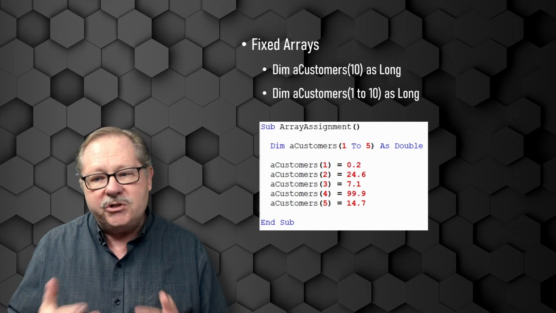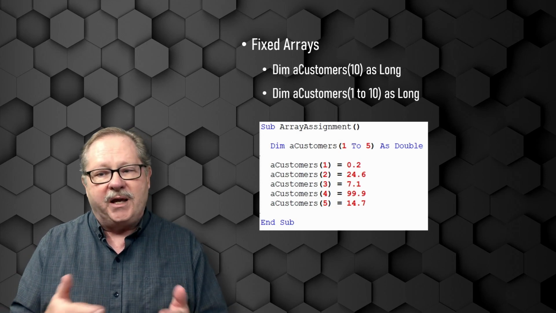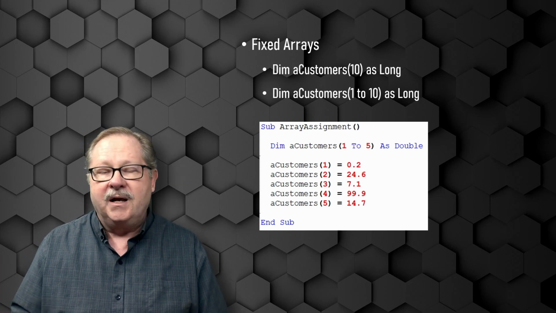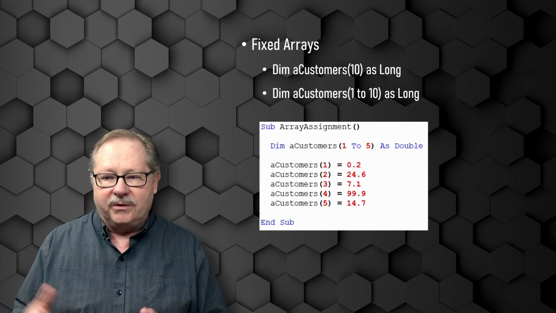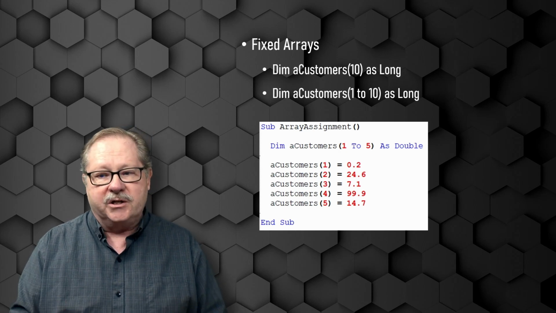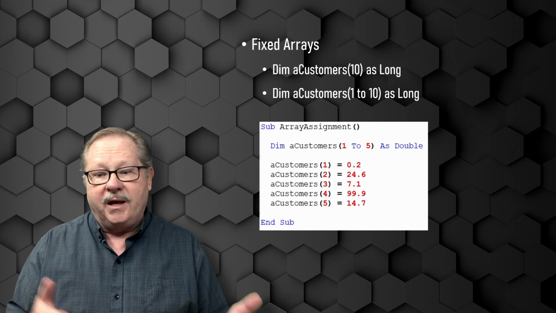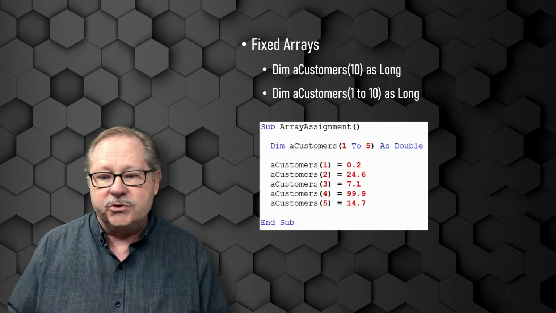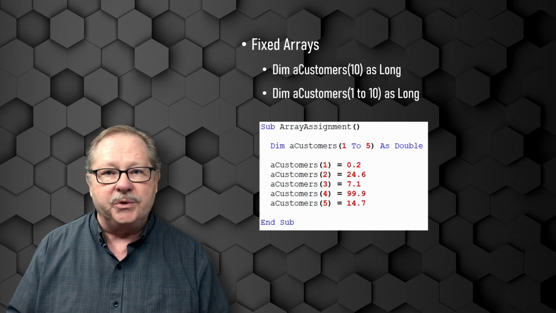So you dimension the variable, and here we're going to do aCustomers(1 to 5) As Double, okay? And a double means there's a decimal point on the right-hand side. We're going to then initialize it with aCustomers(1) equals 0.2, aCustomers(2) equals 24.6, and we can label all of those, and we've got 5 variables that we can use.